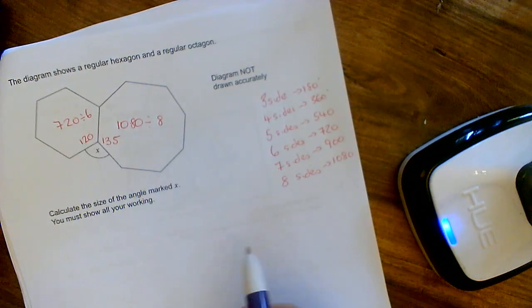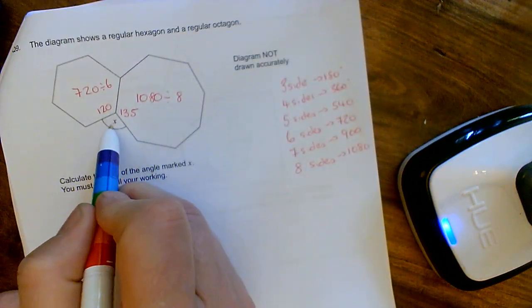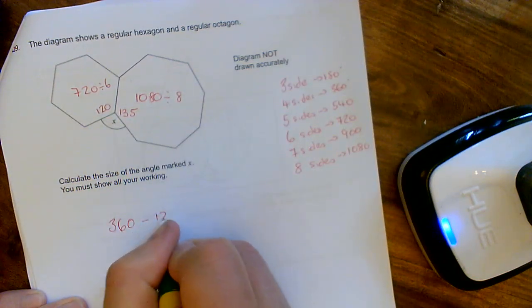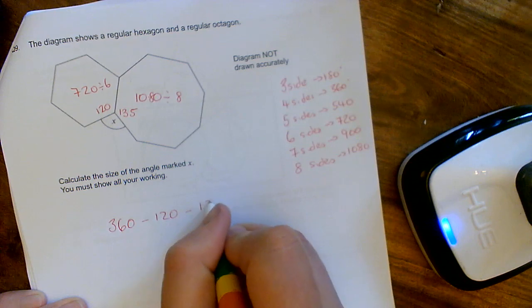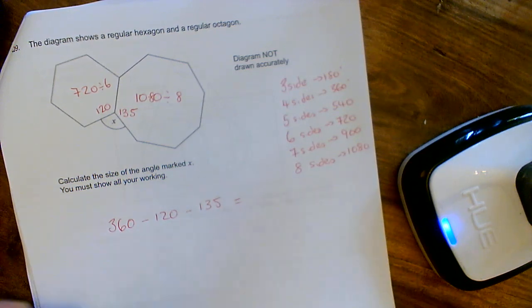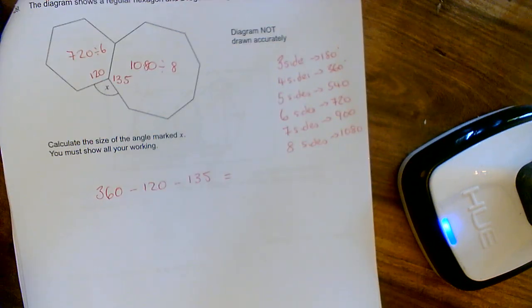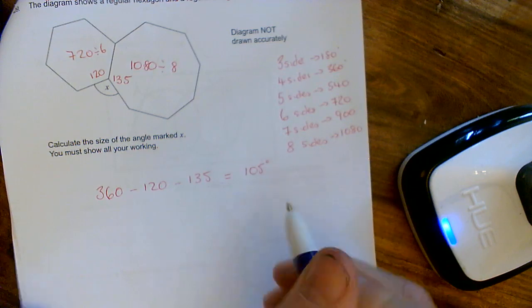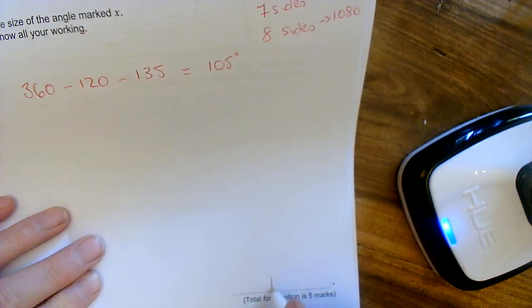Okay, and then the last angle is this one, which is just angles around the point. So now I'm doing 360, take away 120, take away 135 equals, calculator: 360, take 120, take 135. 105, and that's our angle X. Okay, angles around the point, 105.